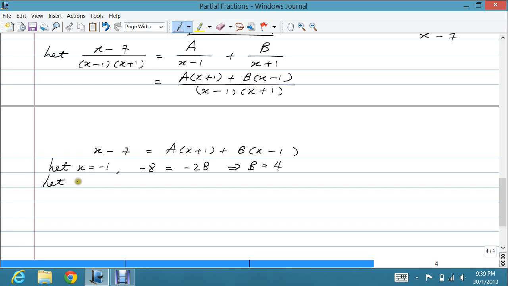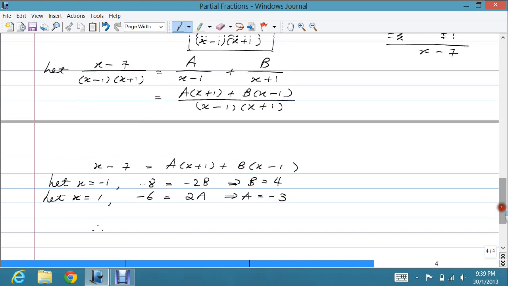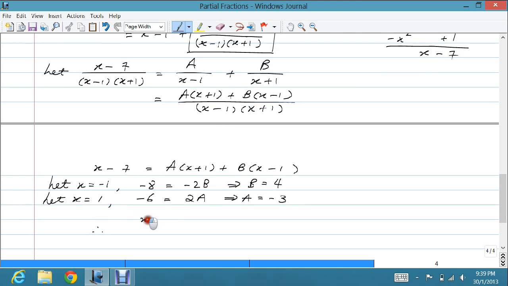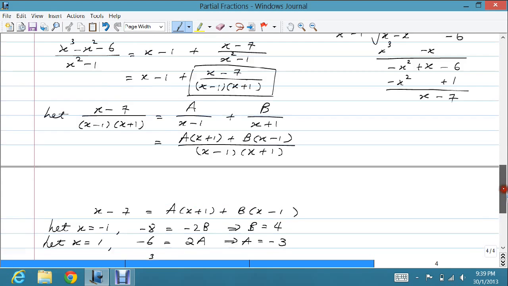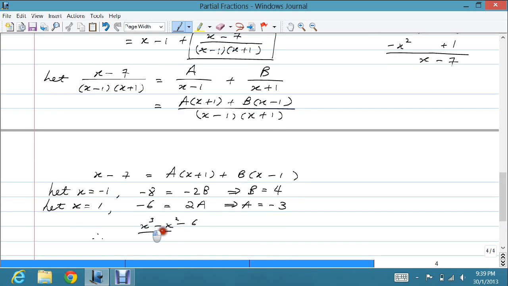Again, I use substitution. Let x equal 1. So negative 6 equals 2a plus 0. So this implies a equals negative 3. So hence, I can conclude that my original fraction can be expressed as x minus 1 plus negative 3 over x minus 1 plus 4 over x plus 1.